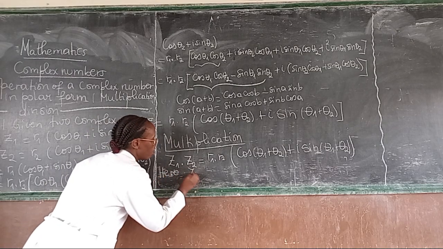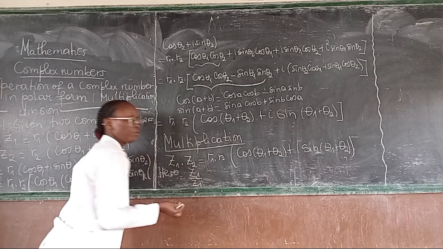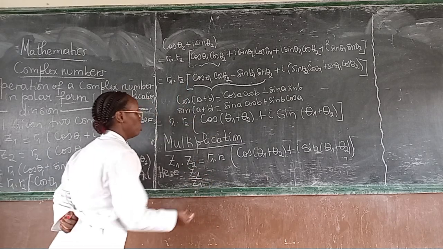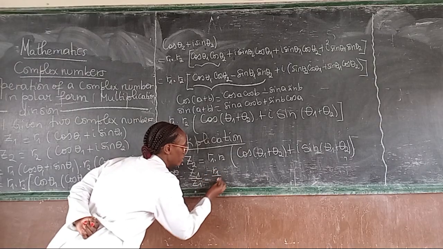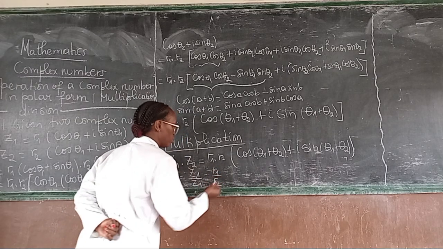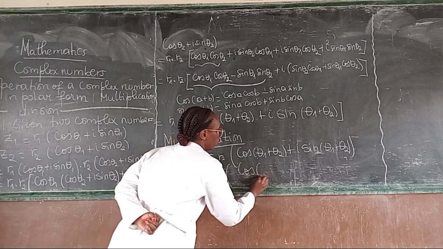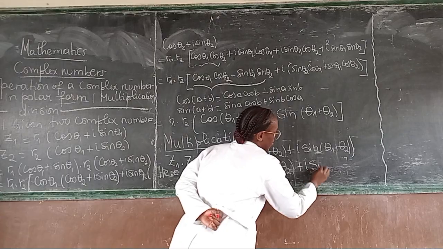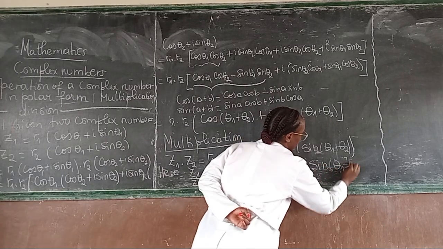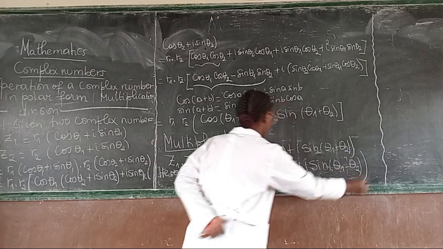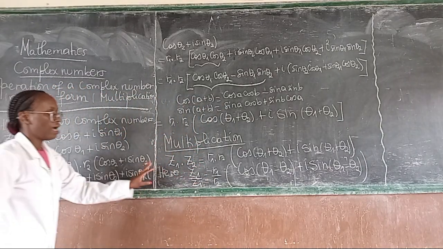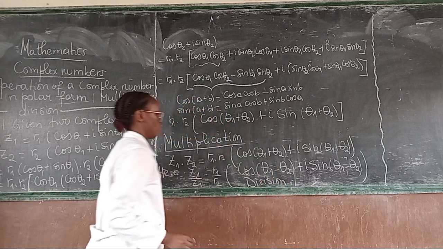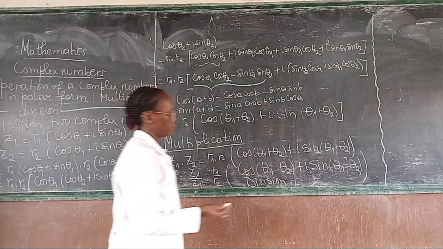When we have Z1 over Z2, I'm talking about division of complex numbers in polar form. We are not going to demonstrate it. Really shortly, we have R1 over R2, modulus 1 over modulus 2, times (cosine of (theta 1 minus theta 2) plus I sine of (theta 1 minus theta 2)). So simply, that is the multiplication and the division of complex numbers in polar form. So let's try to do an activity.